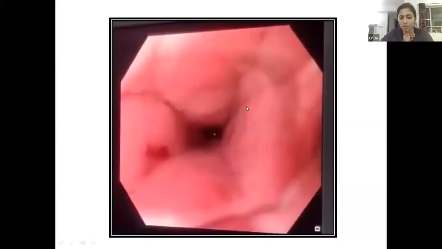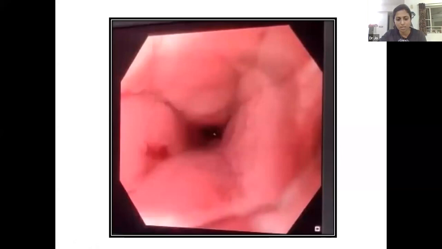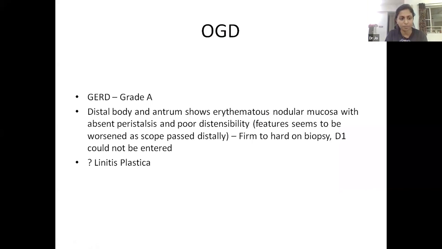This was the endoscopy finding. Not that clear. No ulcers or anything? The mucosa was smooth. Is it stomach or esophagus? Stomach, sir. That's the antral region and the pylorus. There was reduced distensibility. Distal body and antrum showed erythematous nodular mucosa with absent peristalsis and poor distensibility. Features seemed to worsen as the scope was passed distally, and on biopsy it was firm to hard, and D1 could not be entered.